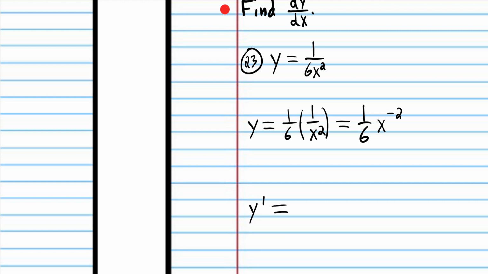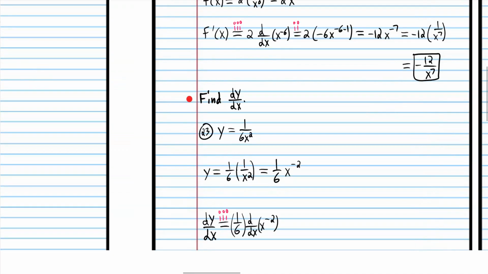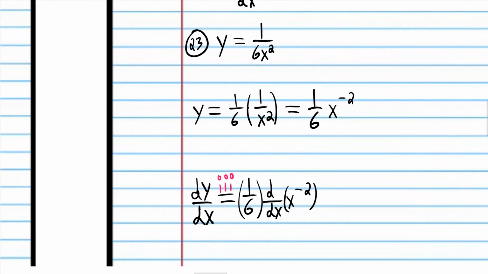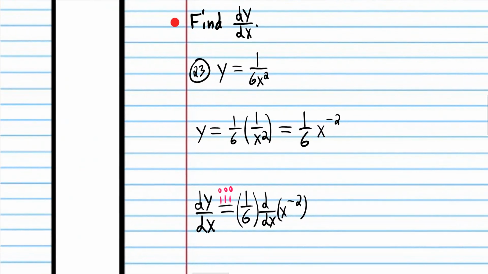So the derivative is 1/6 times whatever the derivative of x to the negative 2 power is. So that is the constant multiple rule. And I noticed I put y prime. Sorry about that. That was supposed to be dy over dx. It's the same thing. We're told to find dy over dx, so we should use that notation.